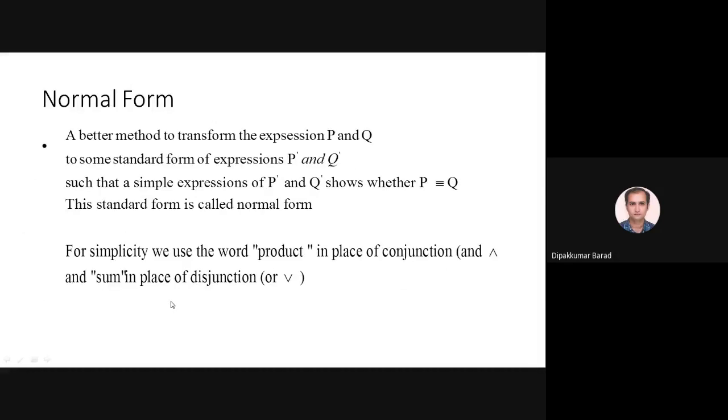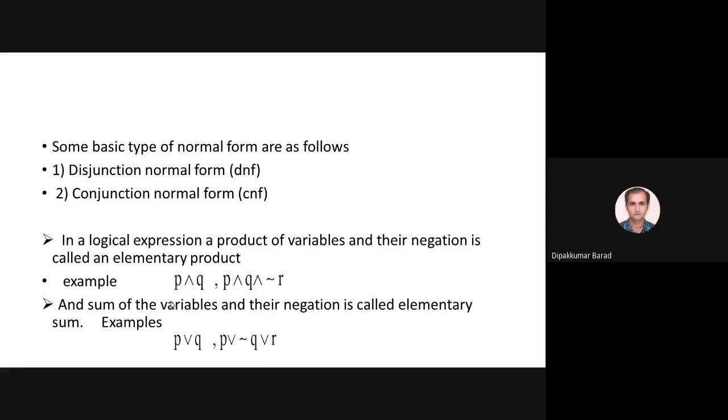Then normal form. A better method is to transform expressions P and Q to some standard form expressions P dash and Q dash, such that a simple comparison of P dash and Q dash shows whether P is logically equivalent to Q. So this statement form is called a normal form. For simplicity, we use the word product in place of conjunction and sum in place of disjunction. So this is disjunctive normal form and conjunctive normal form.